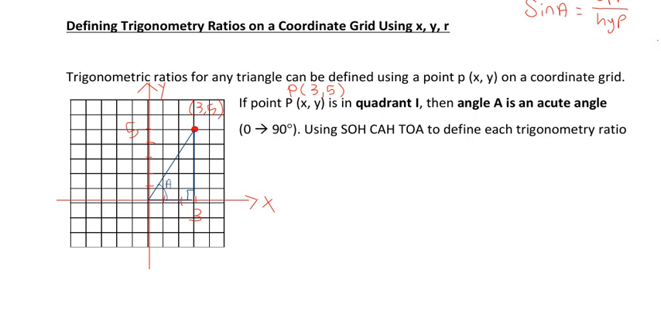Now, let's define the sides with respect to angle A. Where's the opposite? It's this one, right? The 5. Okay, so this is my opposite. Where is the hypotenuse? It's the line from the origin to the point, right? So that's my hypotenuse. The terminal arm, yep. And then my adjacent is?